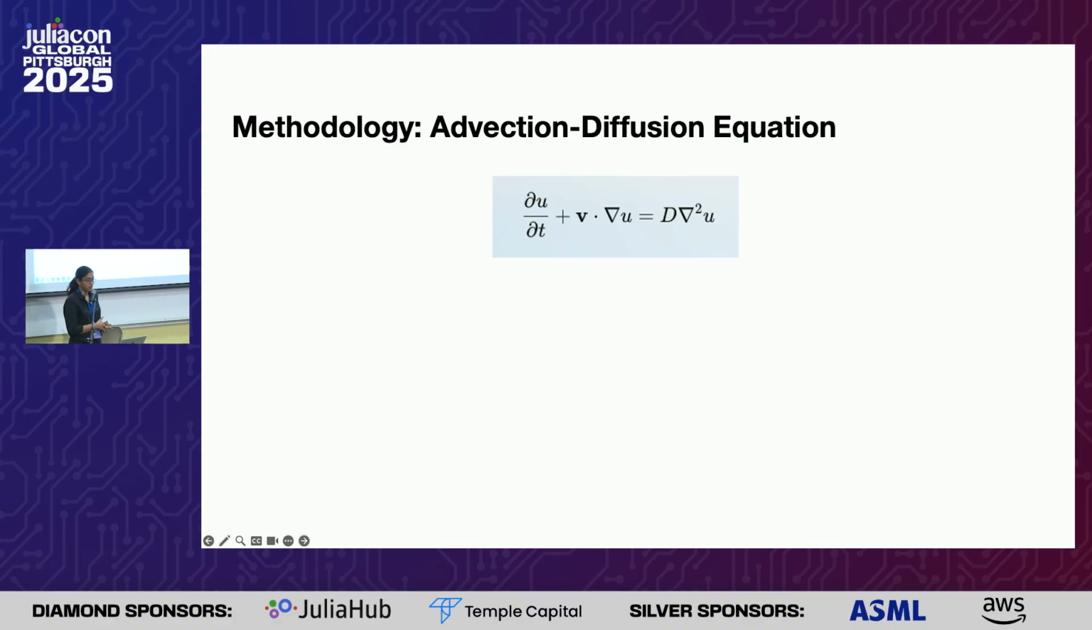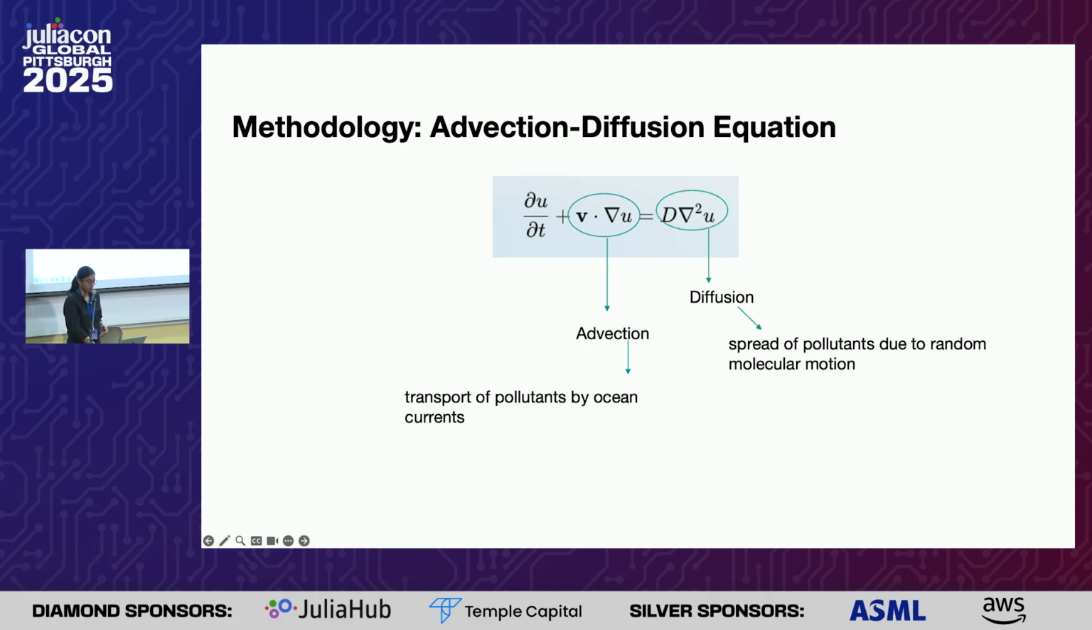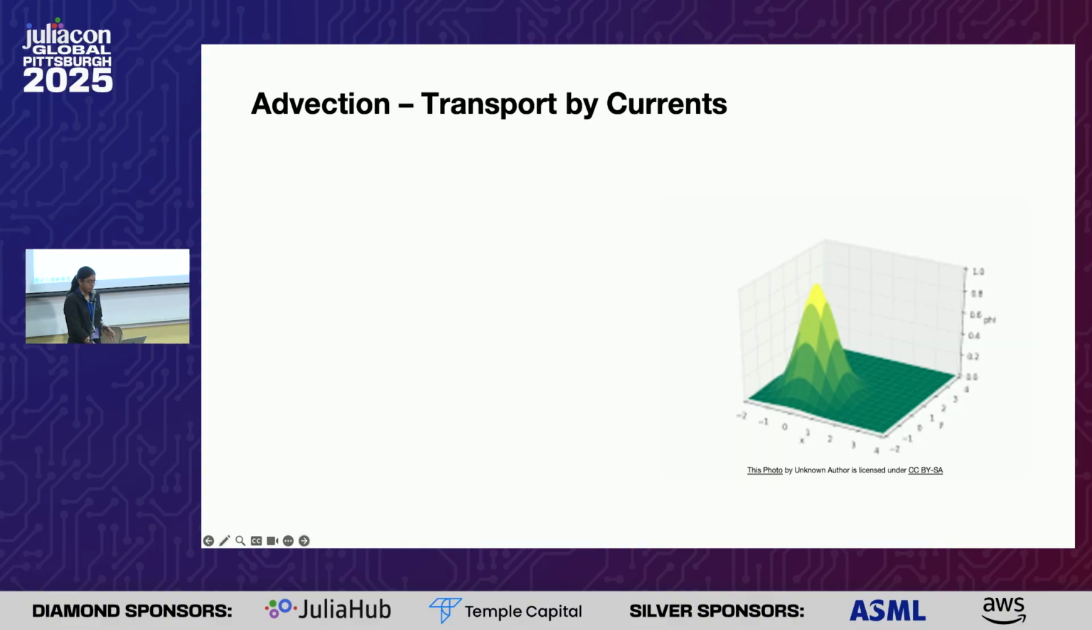I'll explain the specific equation that we are embedding. Our system is governed by the 2D advection-diffusion equation. This equation models two key processes. The advection term describes how pollutants are transported, or carried, by the bulk motion of the currents, and the diffusion term describes how they spread out from a high concentration region to a low concentration region due to random molecular motion. This is the fundamental equation for transport phenomena.